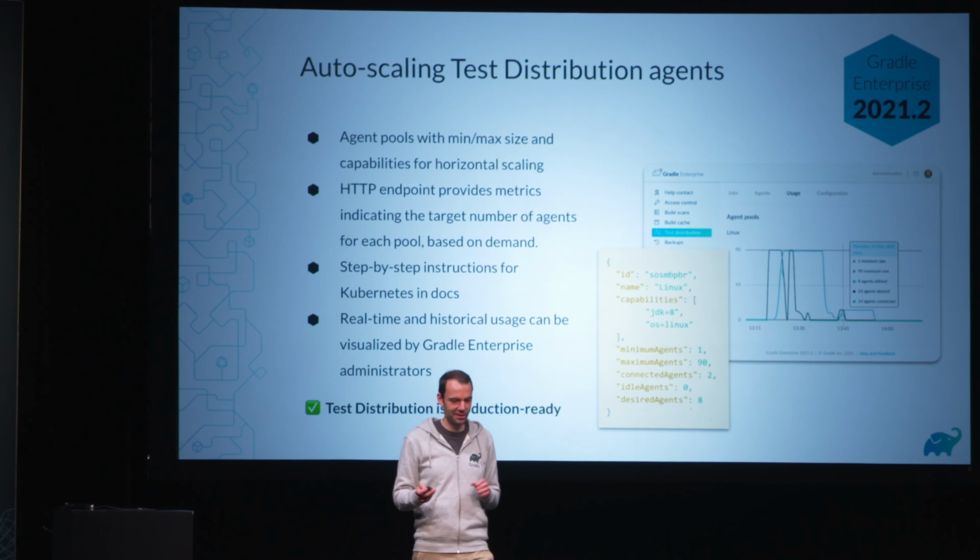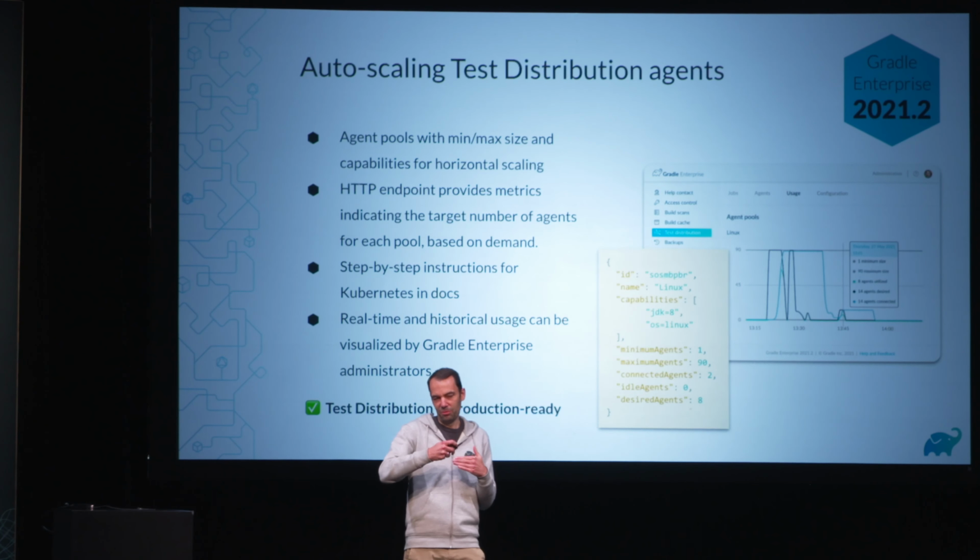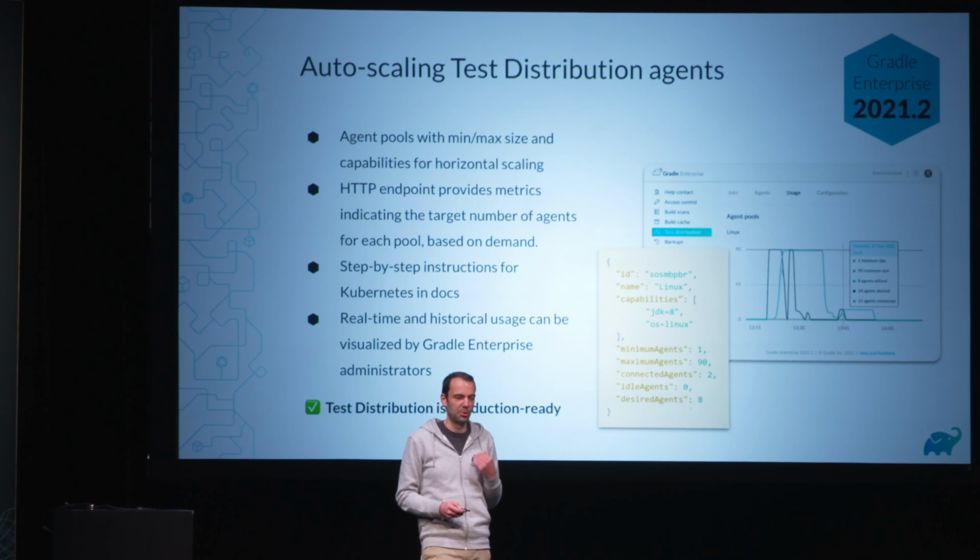And with this release, we first really considered test distribution to be production ready, because now it was really stable. It contained all the features you wanted to have. If you wanted to use this for real, without spinning up a huge number of agents all the time, you could use auto scaling and all of that.